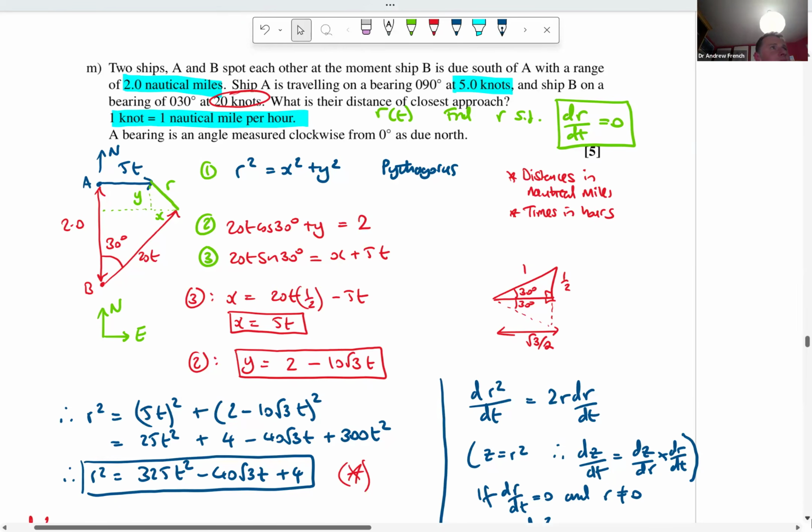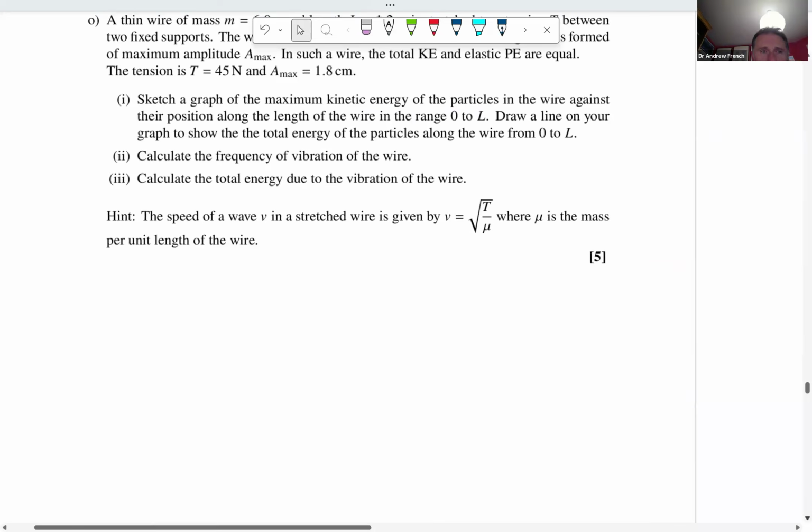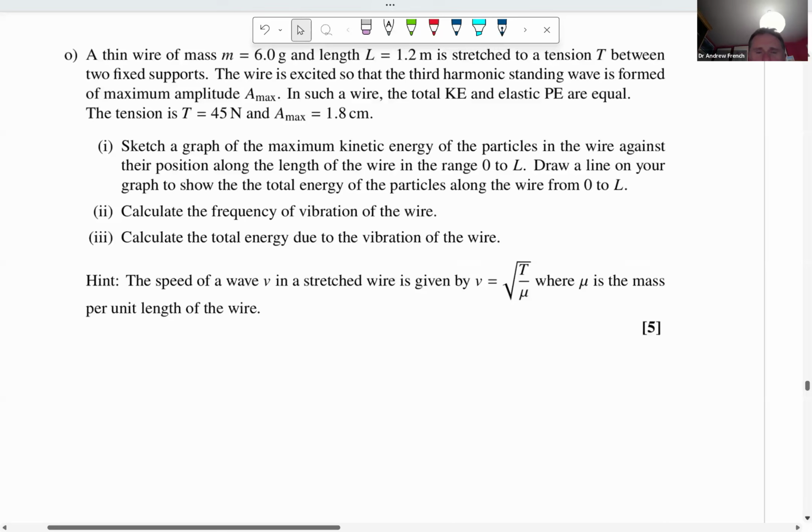So what we're going to do is a very different problem now. So I think we should do a waves problem. We haven't done one of those yet, actually. So let's go and have a little look. I'm just going to scroll this one. Here we go. So a thin wire of mass 6 grams and length 1.2 meters is stretched to a tension T between 2 fixed supports. Well, that's good news. That means we have what kind of wave? Stick that in the chat.